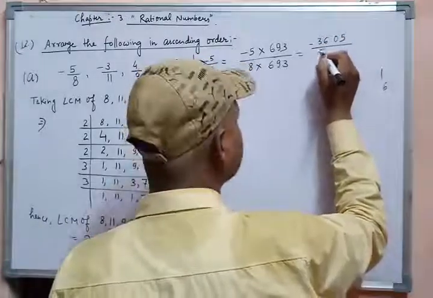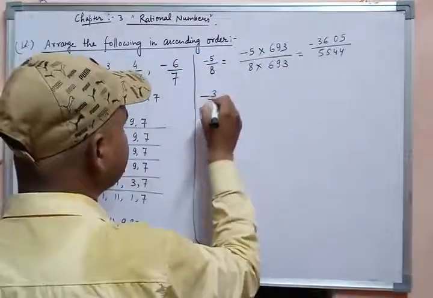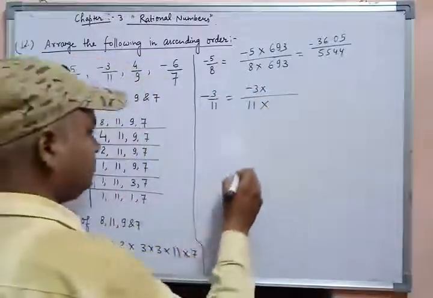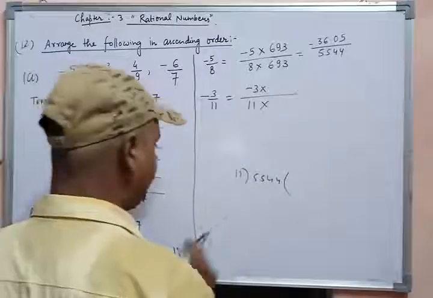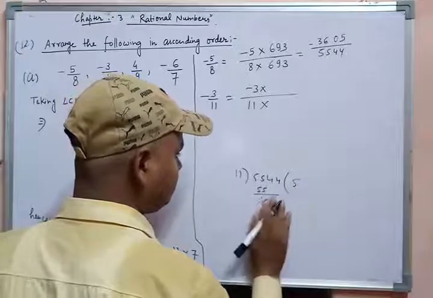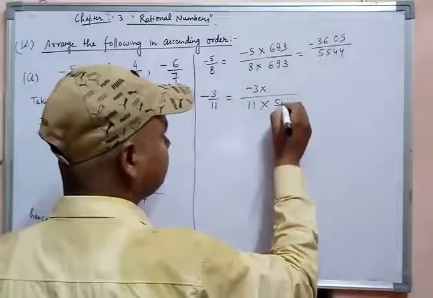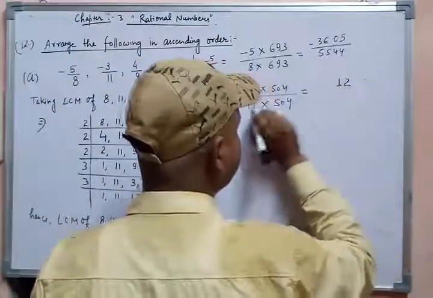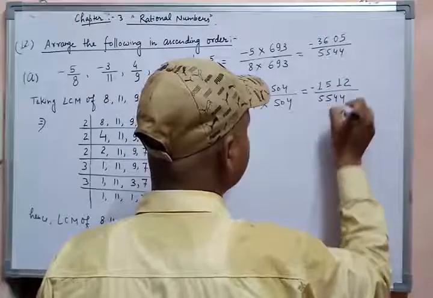And here we can write 5544. So in the same way, here we can write minus 3 upon 11 is equal to minus 3 upon 11, and first of all you have to divide 5544 by 11. 11 times 5 is 55 and 11 times 4 is 44. So we get 504.